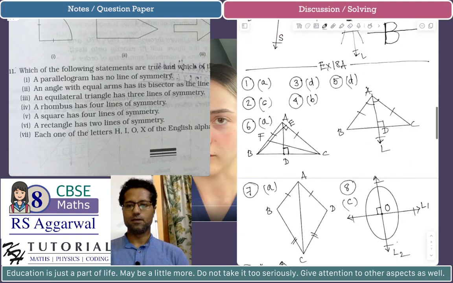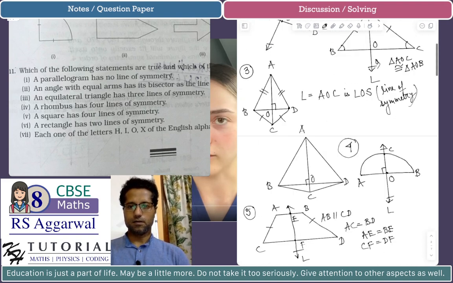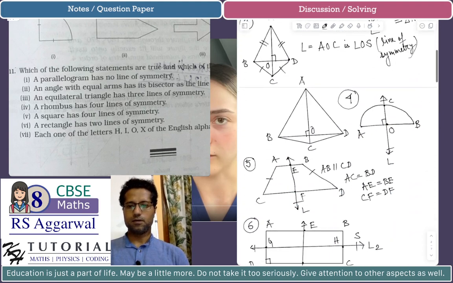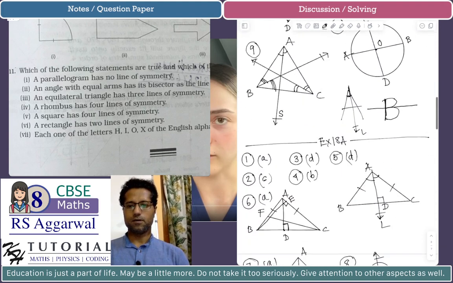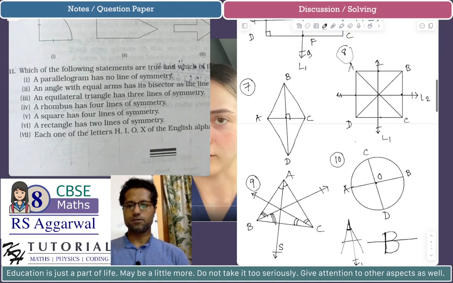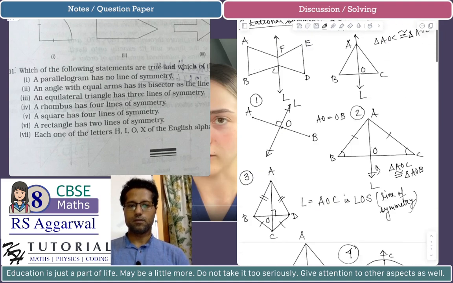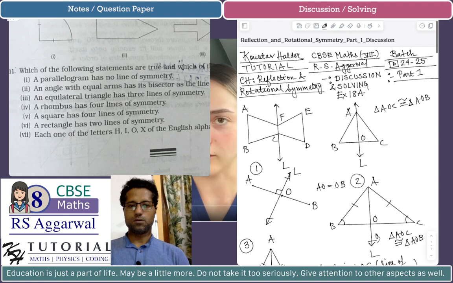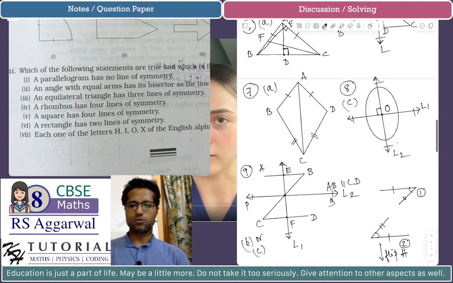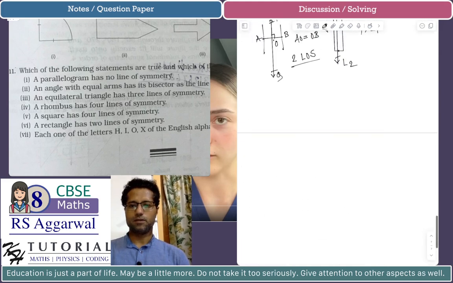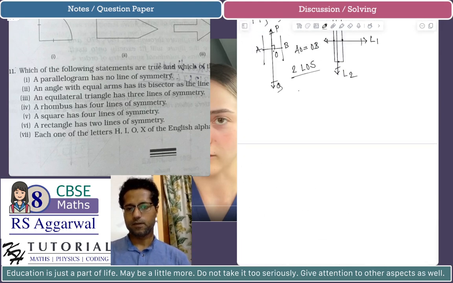We have already seen in the alphabets while discussing figures, examples. Where was that? Oh, it was in the notes anyway. So the letter X, you can see, if you roughly draw the letter X.